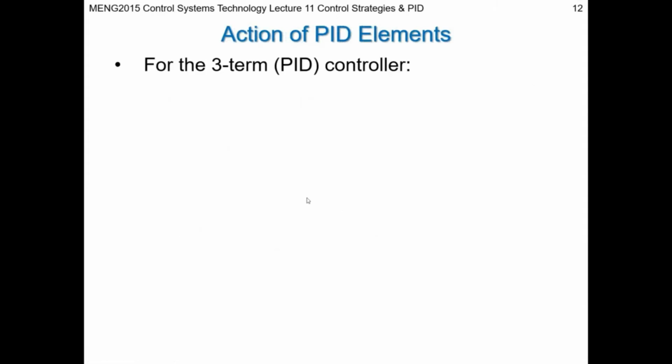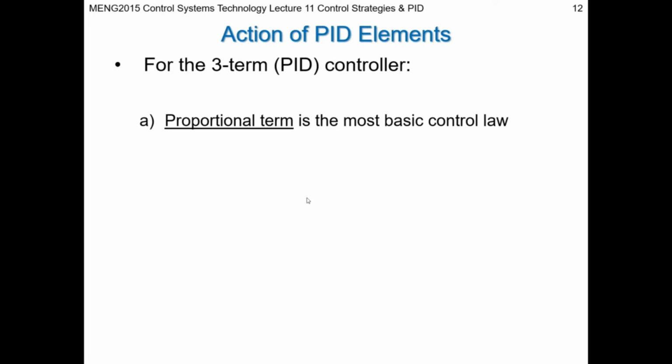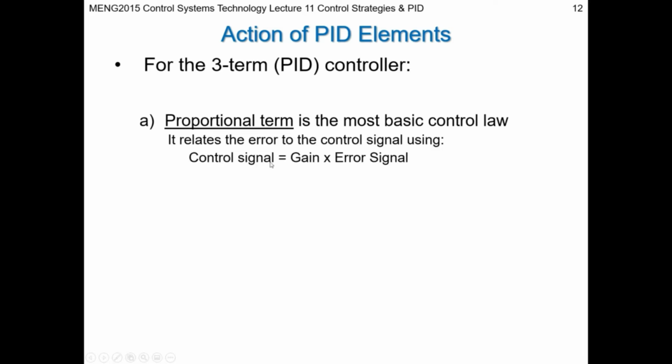For the three-term or PID controller, we have three elements, obviously a proportional, an integral, and a derivative. So let's look at each of these. The proportional term is the one we're most familiar with. It's the most basic controller. It takes the error and multiplies it by a gain. So that gain is a scalar. You just get an output or control action or a control signal, which is the error signal times this scalar multiplier called gain. So just put in simple mathematical terms, our control signal, we're calling that M, our error signal E, and M equals Kp times E.